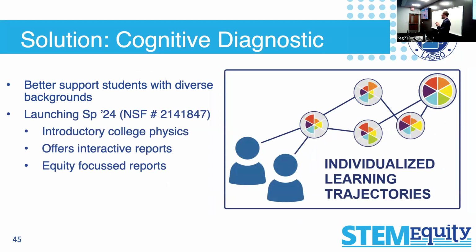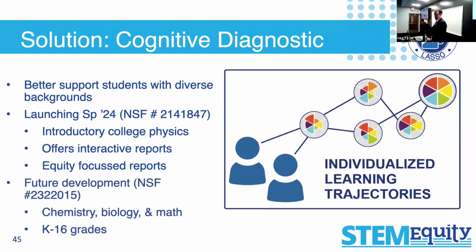And we're also hopefully going to be developing supports within the system for students, like, oh, they haven't mastered vectors yet, here are things to support them. But it's about empowering instructors to find these differences and help ameliorate them. We're going to be looking at chemistry, biology, and math going forward, and also extending to K-16 grades. This is something we're working on right now. We hope it can help.